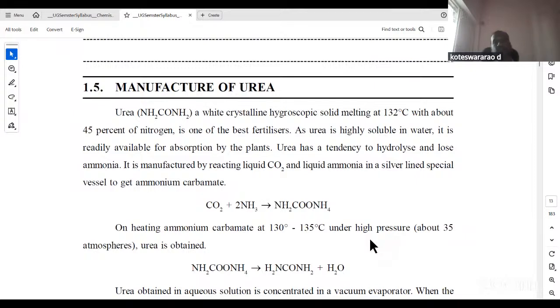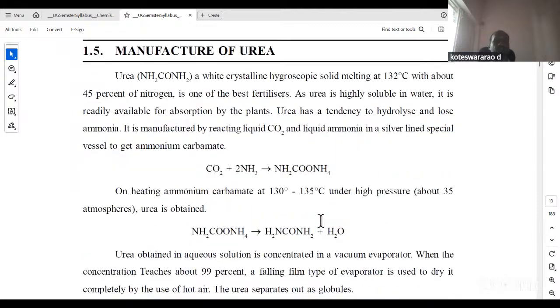It is manufactured by reacting liquid carbon dioxide with liquid ammonia in a silver-lined special vessel to get ammonium carbamate. On heating the ammonium carbamate at 130 to 135 degrees centigrade under high pressure, that is 35 atmospheres, urea is obtained. This ammonium carbamate, heated at 130 to 135 degrees centigrade, loses one water molecule, dehydration takes place, and that leads to the formation of urea.